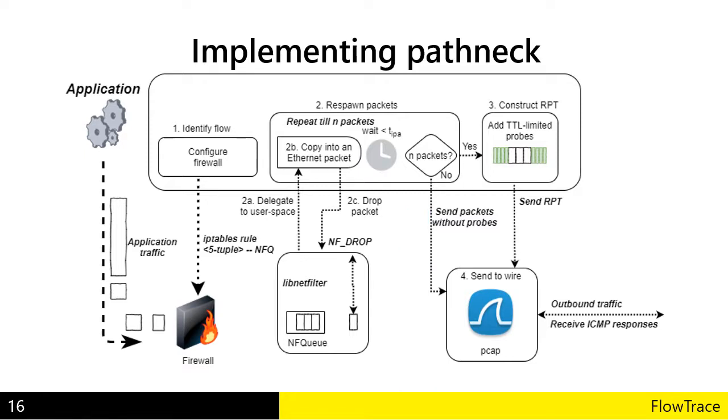And once all of the measurements are done, we can just delete the firewall rules and the application traffic would flow as if there was no interception at all.